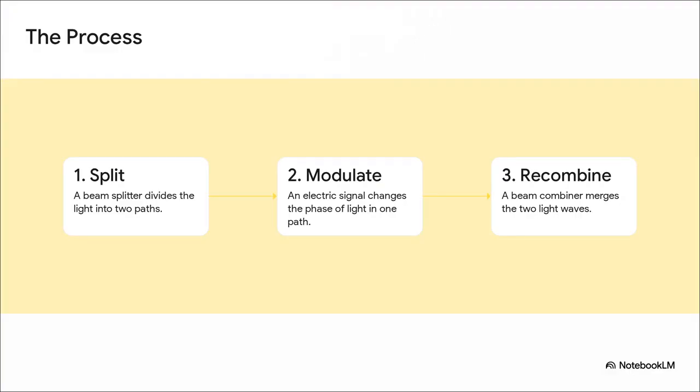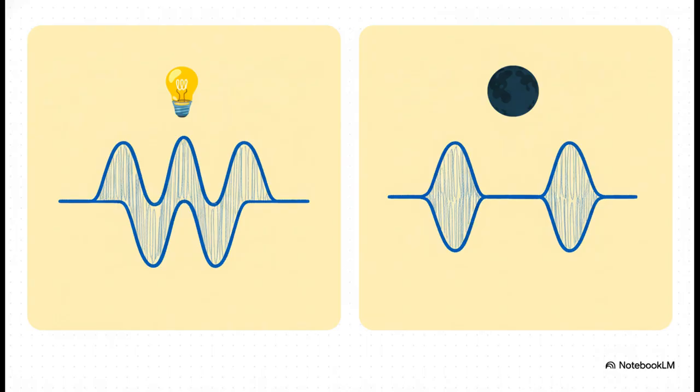First, that steady laser light gets split into 2 identical paths. Simple enough. Second, and pay attention because this is the key part, our electrical data signal is applied to just one of those paths. This changes the crystal and slightly slows down the light traveling through that one path. So now you've got one light wave that's lagging just a little bit behind the other. And finally, the 2 paths merge back into one. And this is where the real magic happens. The magic of wave interference.